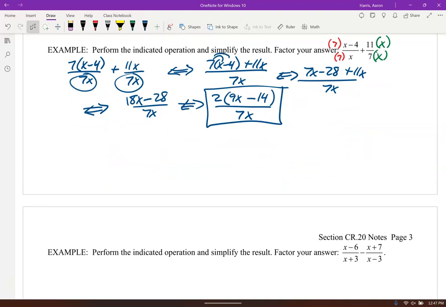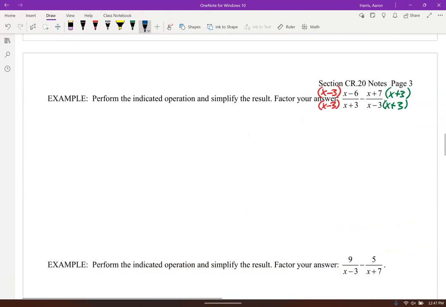This next example, we've got an x plus 3 in the denominator and then an x minus 3 in the denominator. So let's go ahead and give it some common denominator. So this one needs an x minus 3, which means I got to give it to the top. And then the right-hand one has an x minus 3 already, so it just needs an x plus 3. So x minus 3, x plus 3 is our common denominator on this. So I have x minus 3, x minus 6 all over this.